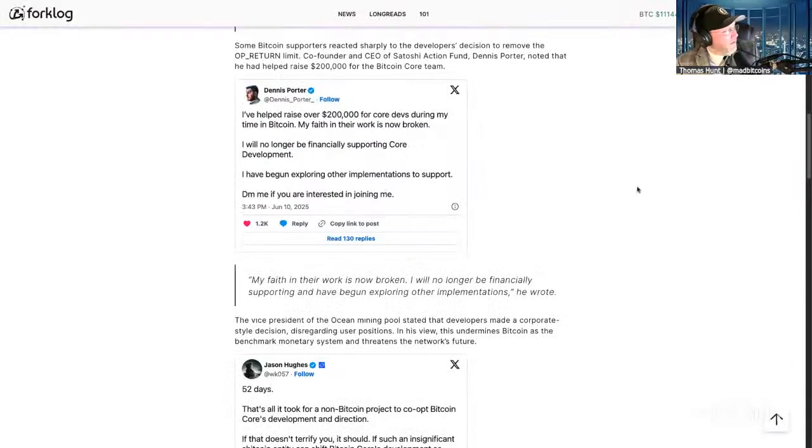Well, I certainly don't think it's a conspiracy. I think they're just computer programmers seeing a limit and saying, hey, let's remove that. And it seems like they might have stepped into a hornet's nest here. I do think there is some overreaction from the Knots community, especially this, I don't know him, but this Dennis Porter guy. He's raised more than 200K for core devs. My faith in their work is now broken, he says, echoing the BTCPay Server guy when he was upset at BitPay. So we're getting a little dramatic here.